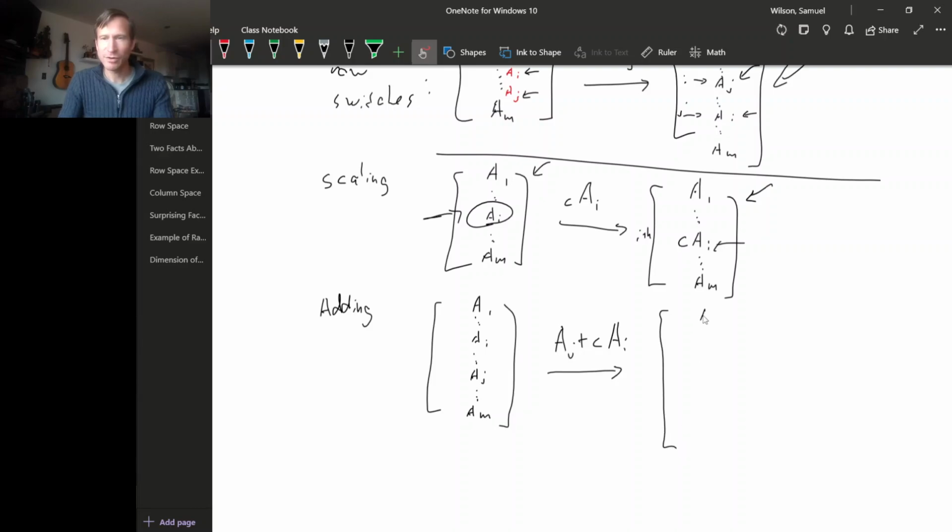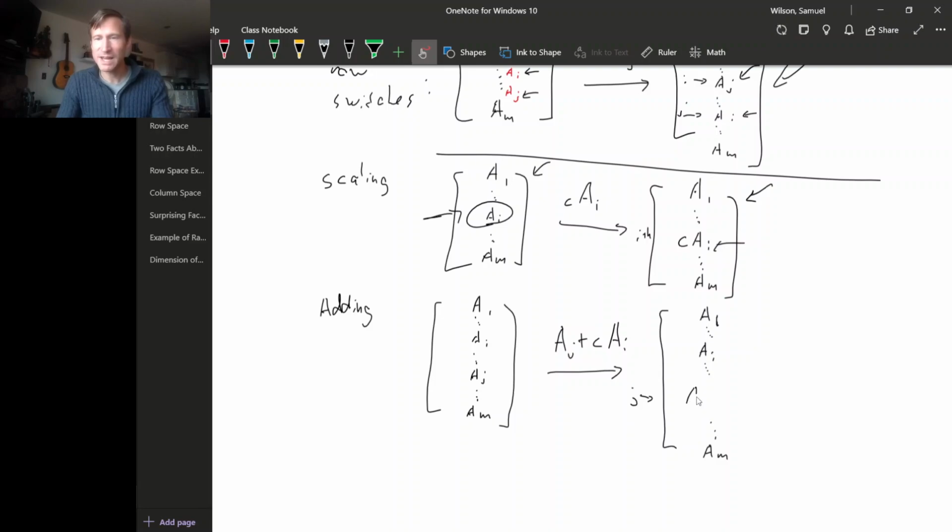Okay, so what are the resulting rows? Well, the first row is still A1. That hasn't changed, so that's a linear combination of the rows we started with. The ith row is actually still equal to the ith row, so that's a linear combination of the rows we started with. The only row that has changed, right, all of these are the same, the only row that has changed is the jth row.